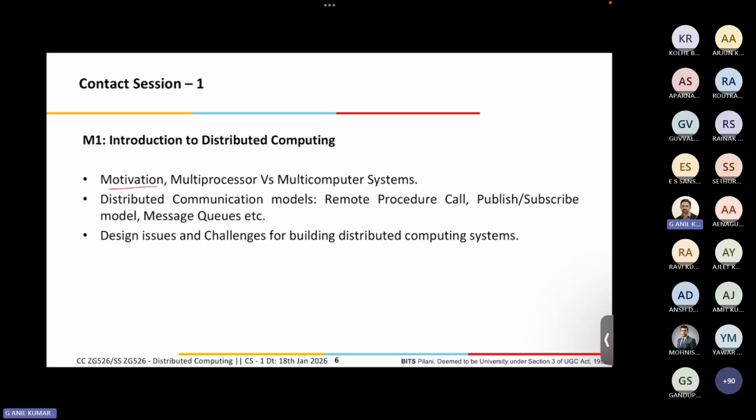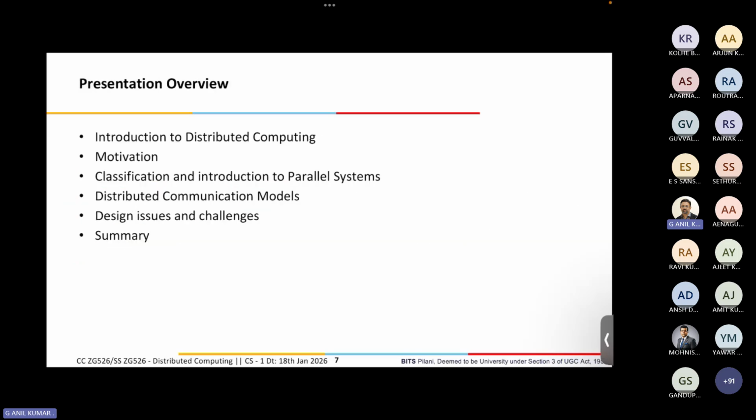So the topics are motivation, multiprocessor, and multi-computer system. We'll be seeing why distributed computing has evolved, what made the distribution come into picture. Then we'll also see the communication models, like RPCs, publish-subscribe, and message queues, three different models we'll just discuss. And we will also see the design issues and challenges. Three basic topics: the motivation factors, why, what distribution is, then the communication model, and then the design issues.